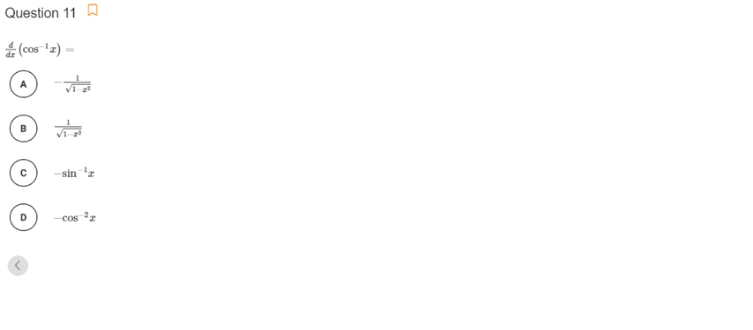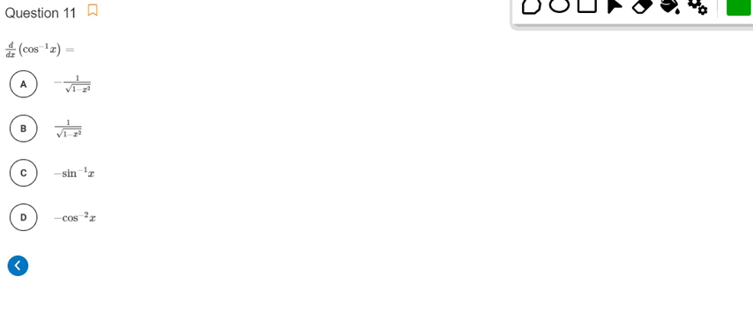Number 11, that's also a memorization, and that is negative, the reciprocal of the square root of 1 minus x squared.